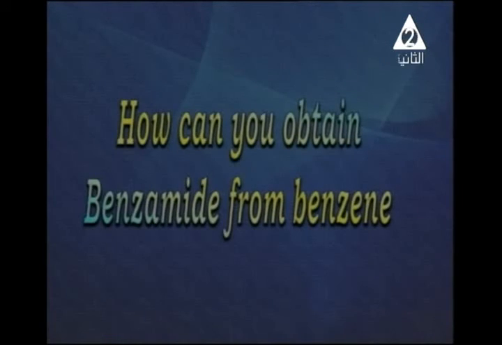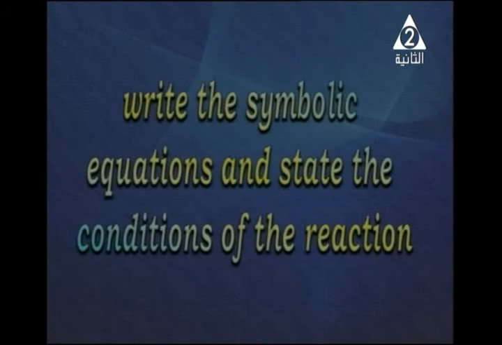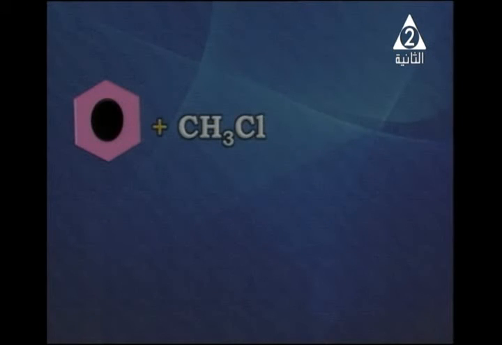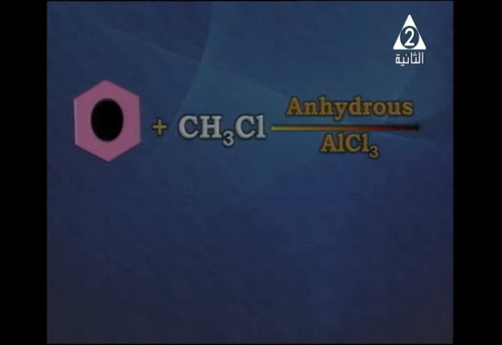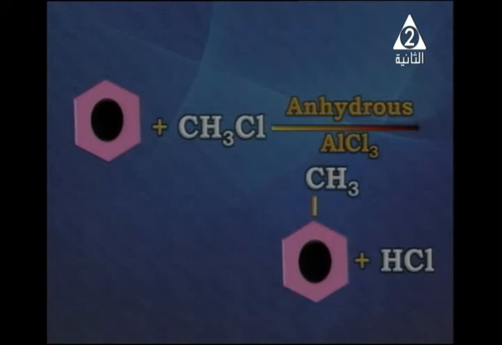Here, my dear student, how can you obtain benzamide from benzene? Write the symbolic equation and state the condition of the reaction. As the equation proceeds on the screen, when benzene reacts with methyl chloride in the presence of anhydrous aluminum chloride and heating, which is the Friedel-Crafts alkylation reaction, it gives toluene and releases HCl.